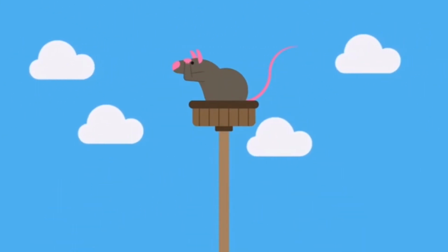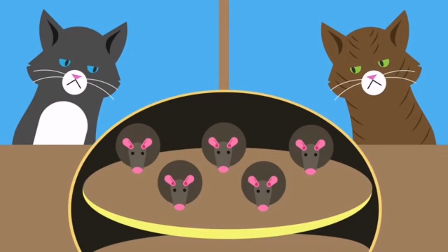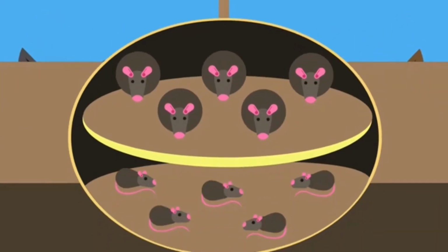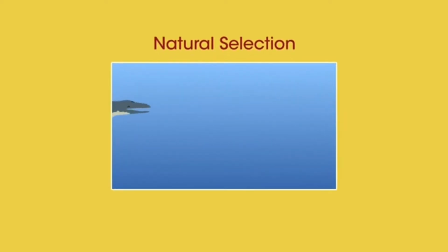take place. For example, in a population of rats, some will have better eyesight than others. These will be able to avoid being eaten by predators, and are more likely to survive to reproduce. If you want to learn more about natural selection, watch this in the other video.